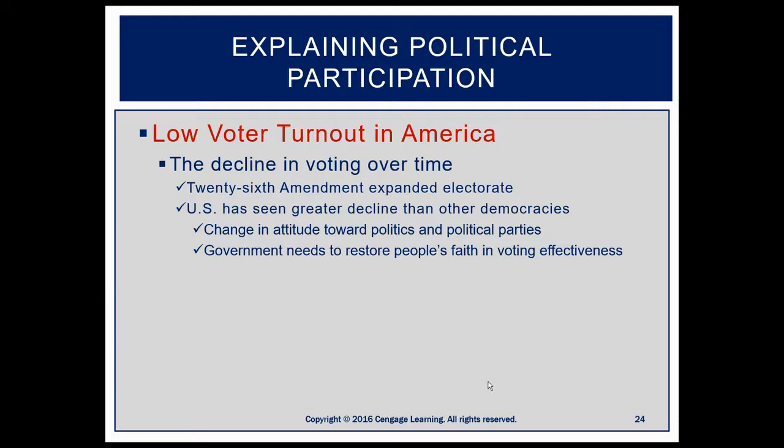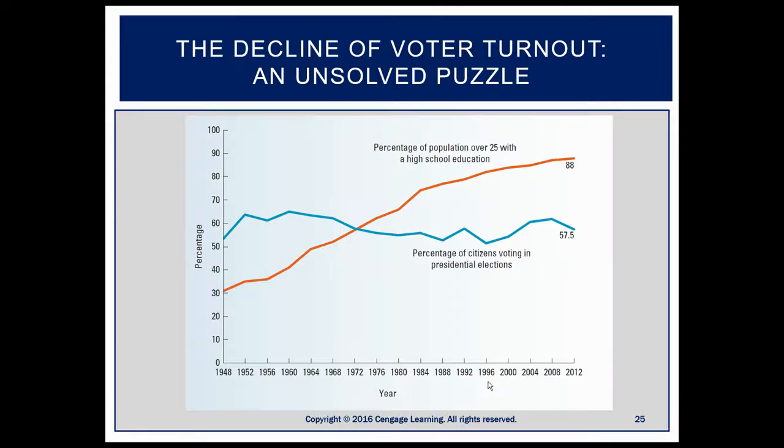The United States has seen a greater decline than other democracies. There are reasons for that. There has been a change in attitude towards politics and political parties. Watergate, Vietnam, those kinds of things brought a lot of disgust towards politicians and politics and government, and a lot of distrust. And so a lot of people just don't vote because they don't believe it matters. And so there needs to be some kind of way that government can restore people's faith in voting effectiveness.